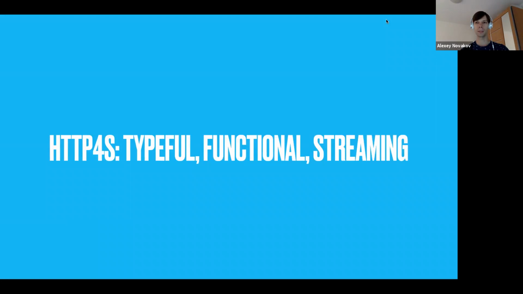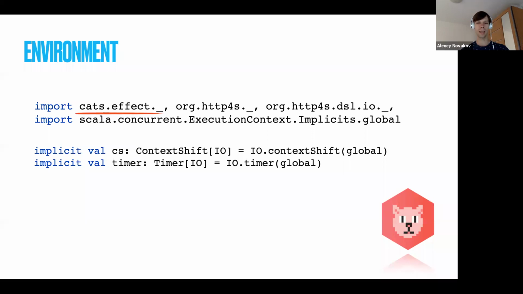So http4s can be described in these three points that are also listed on its own website: that it's a typeful, functional and streaming library. So we'll look at what this actually means.